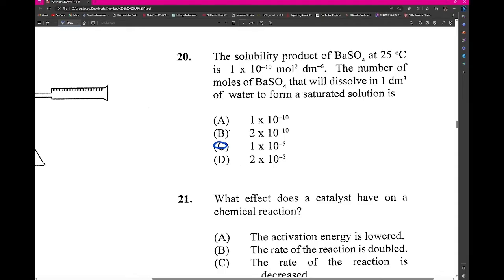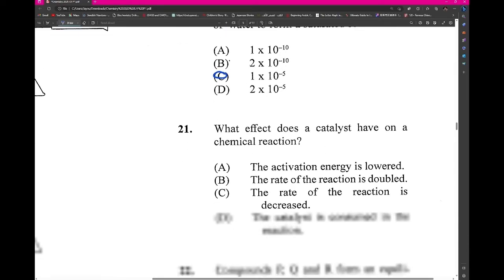So you're gonna have 1 times 10 to the negative 10, right, and we're going to square root it. Give me a moment, my calculator is giving me trust issues. 1 times 10 to the power of negative 10, yeah, so we're going to square root this to get back our original value, right, and that would be C.